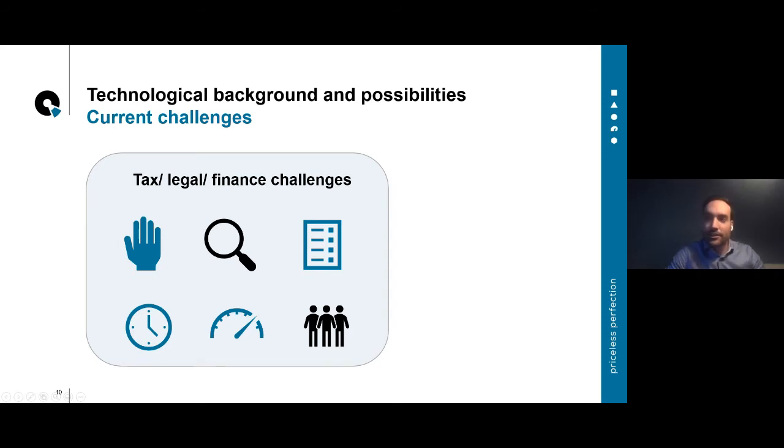So Jonne just illustrated the operational transfer pricing process, but we also see that these process challenges can be broader than transfer pricing. So in that way, we would like to break down these challenges and define them as a broader tax, legal, or finance challenge. What we encounter regularly are the challenges in every organization.